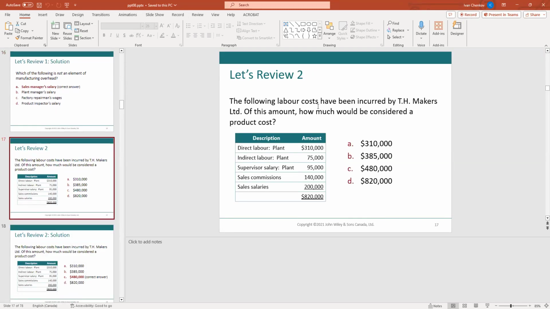So the following labor costs have been incurred in this company. Of this amount, how much will be considered the product cost? Again, the product cost will be direct material, direct labor, and manufacturing overhead. So which one will be the product cost? Which one will not be product cost? What do you think?